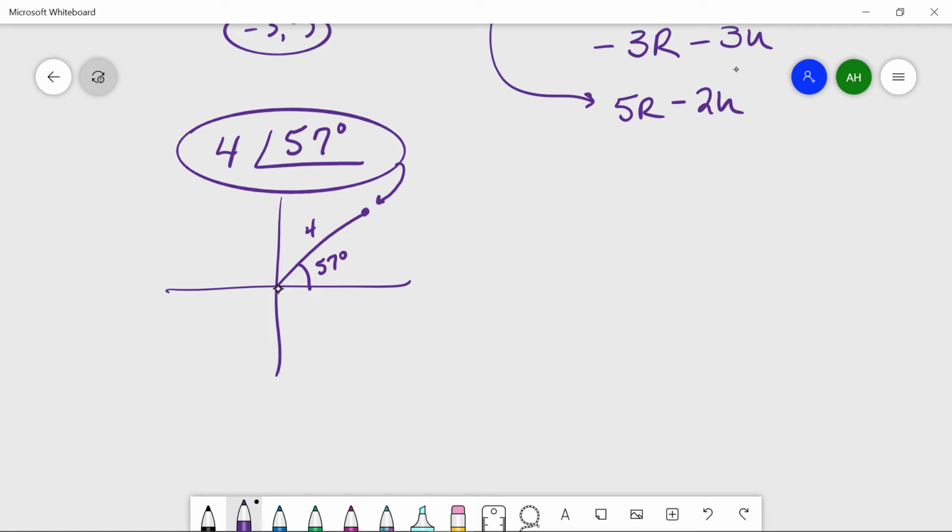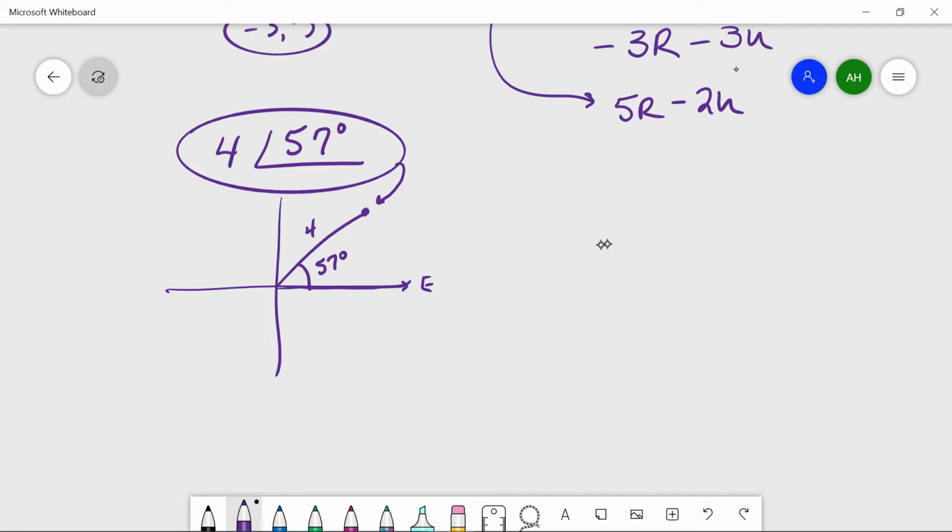All right, we always start off heading due east. Okay, so there's due east. Well, this is telling me I go 57 degrees from due east and out 4 units, and that's what's going to get me to that point. Okay.